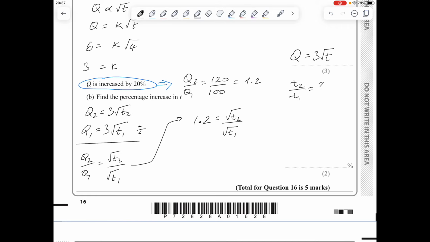Let's square both sides. This will give me 1.44 equals T2 over T1, which is what I'm looking for. And if T2 over T1 is 1.44, then this implies that I have a percentage increase of 44%.